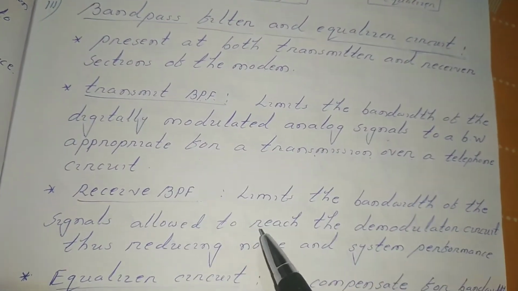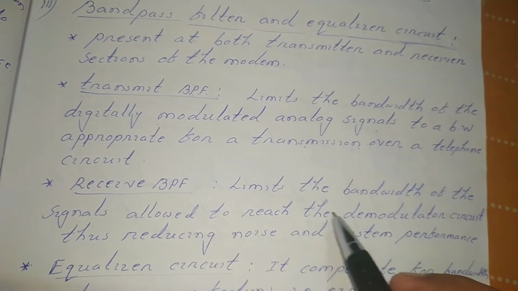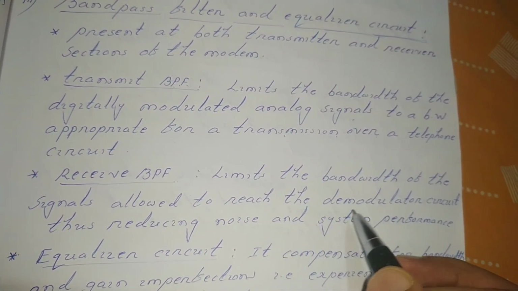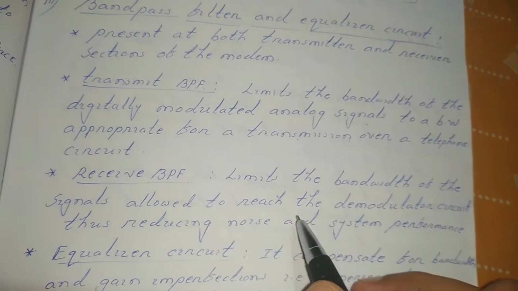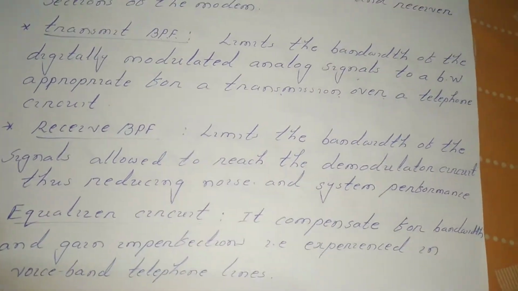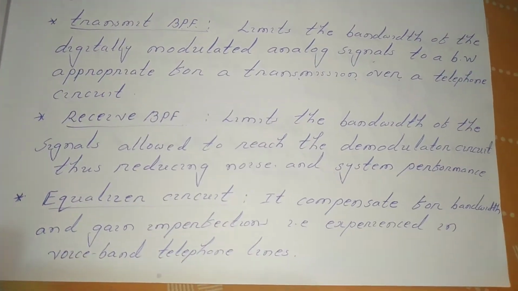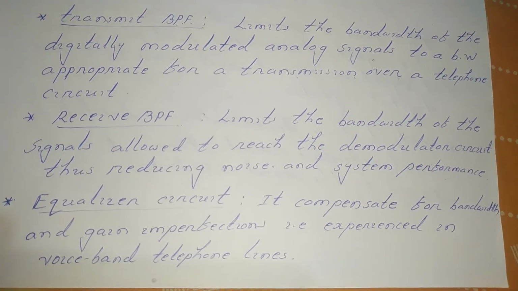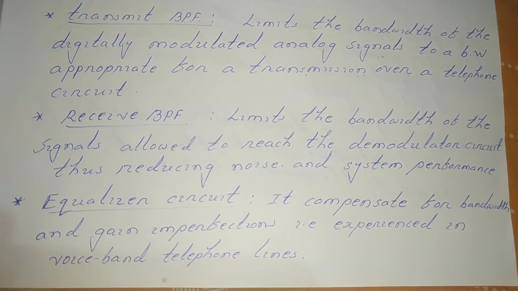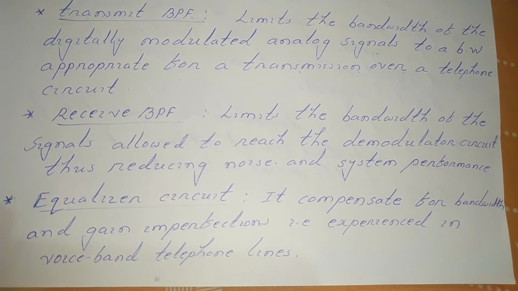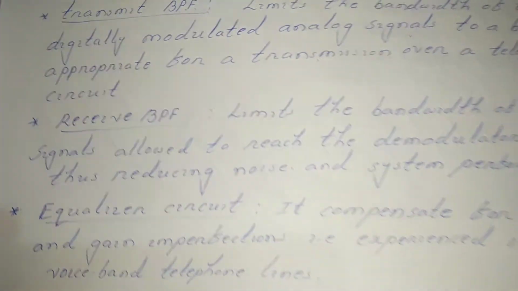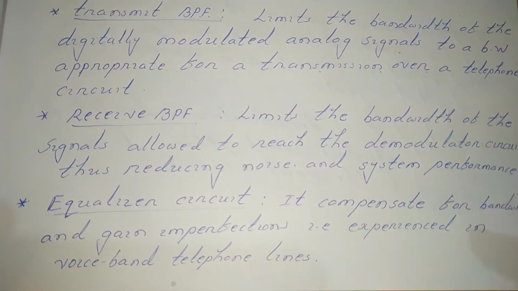The receive side band pass filter does the opposite process. It limits the bandwidth of the signals allowed to reach the demodulator circuit. Thus, it will reduce what? The noise, as well as improve the system performance. And along with the band pass filter circuit, one equalizer circuit is there. The job of the equalizer circuit is what? It compensates for bandwidth and gain imperfections that are experienced basically in the voice band telephone lines.